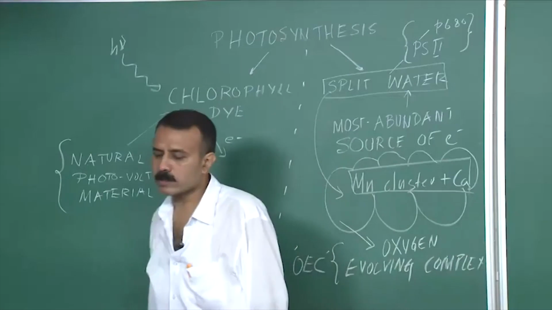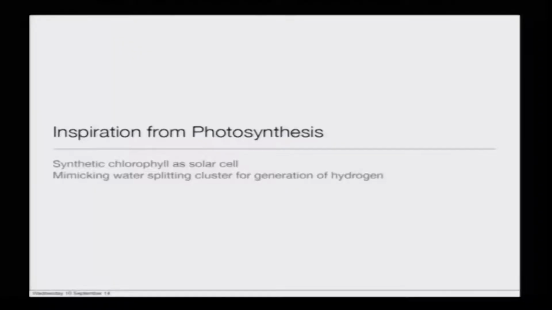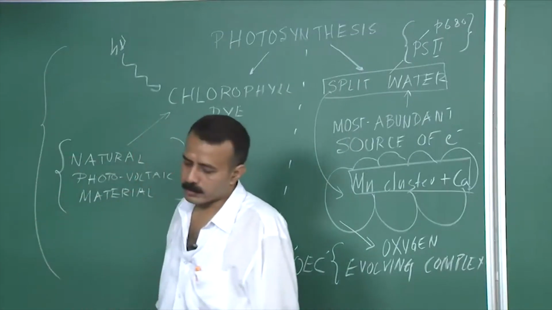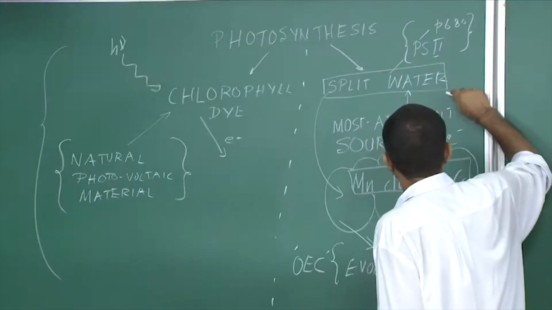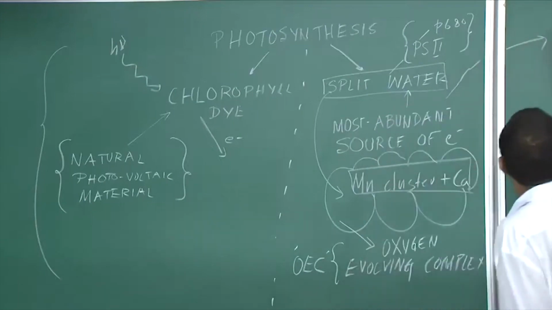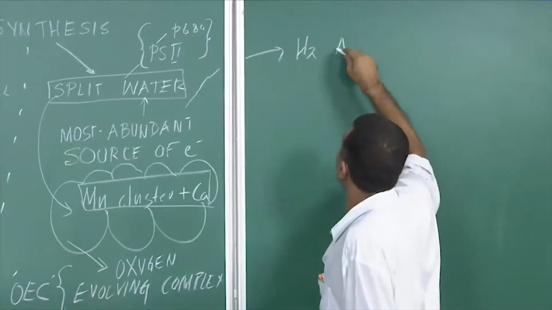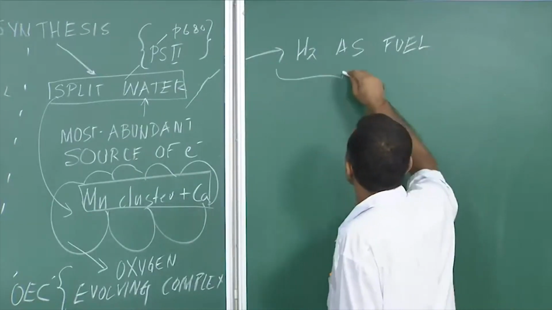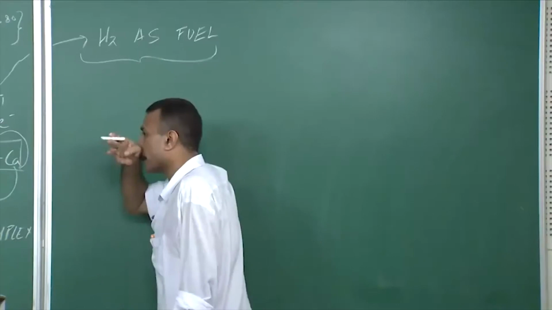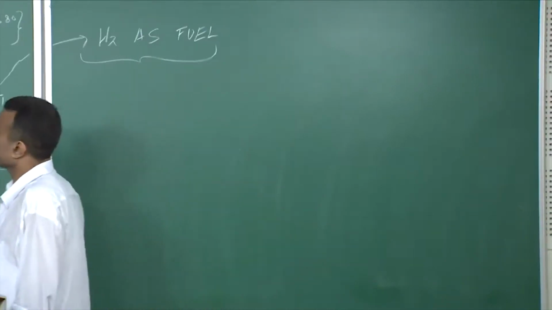So, if you look at the slide, these are the two zones where we have drawn inspiration: synthetic chlorophyll as solar cells, it is this part, and the second one, mimicking the water splitting cluster for generation of hydrogen. There is a significant amount of hydrogen which is generated out here, and this is what we call hydrogen as fuel, where you see all these hybrids and hybrid cars and everything. These are the two things.